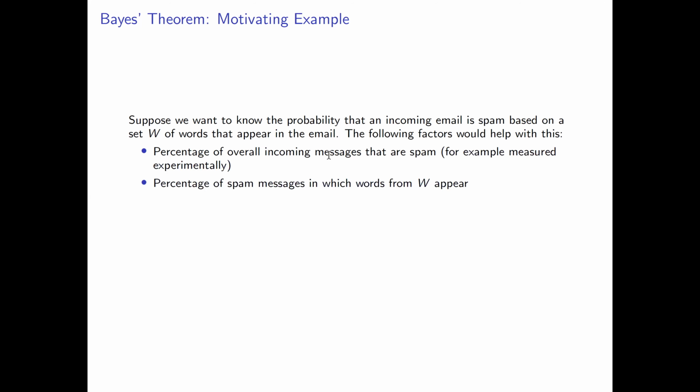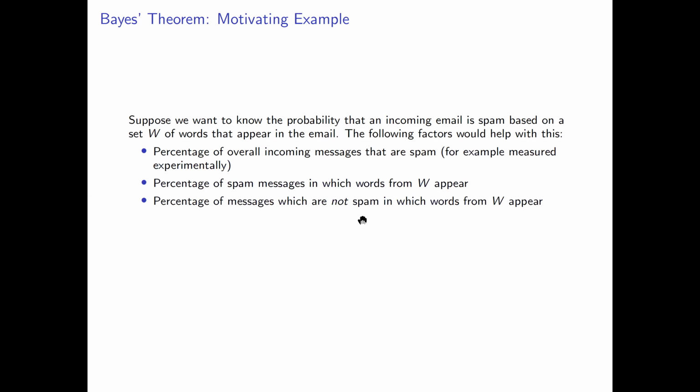The second bit of helpful information would be, well, let's say we happen to know the percentage of messages which are spam and which also contain words from the set W. So for example, say words from W appear in like 90% of all messages which are spam, and also words from W are appearing in the email we're receiving, then maybe there's a pretty high chance that the email we're receiving is spam.